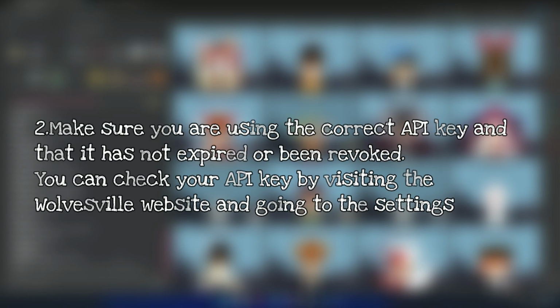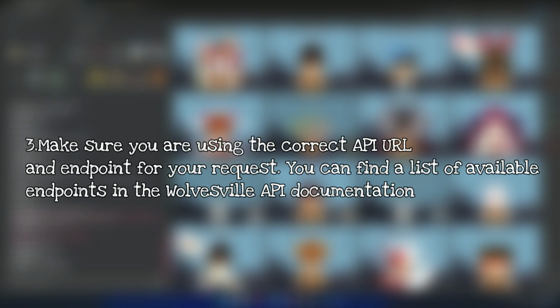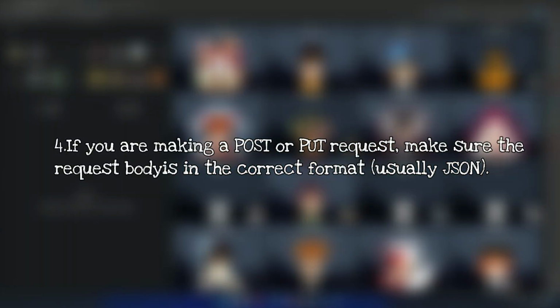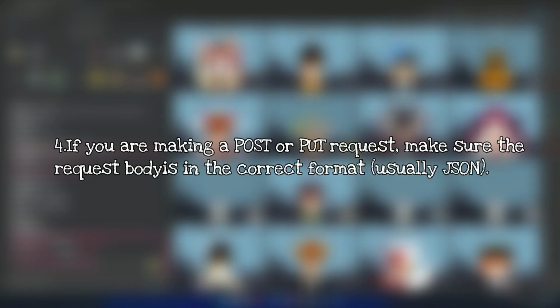2. Make sure you are using the correct API key and that it has not expired or been revoked. You can check your API key by visiting the Wolvesville website and going to the settings. 3. Make sure you are using the correct API URL and endpoint for your request. You can find a list of available endpoints in the Wolvesville API documentation. 4. If you are making a POST or PUT request, make sure the request body is in the correct format, usually JSON. 5. Check for any typos or mistakes in your code.